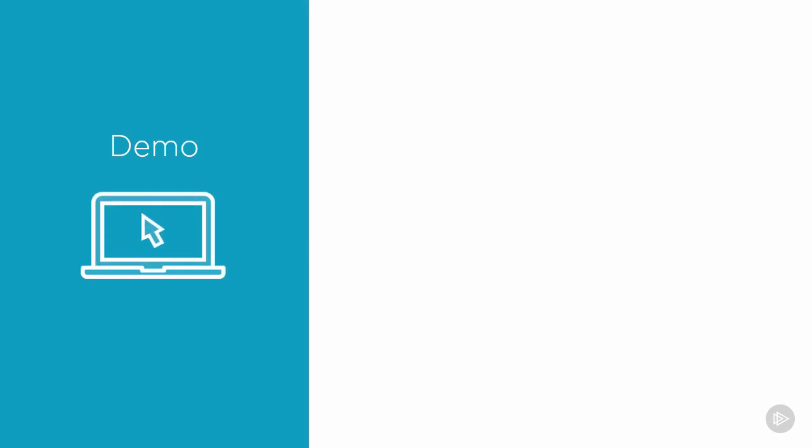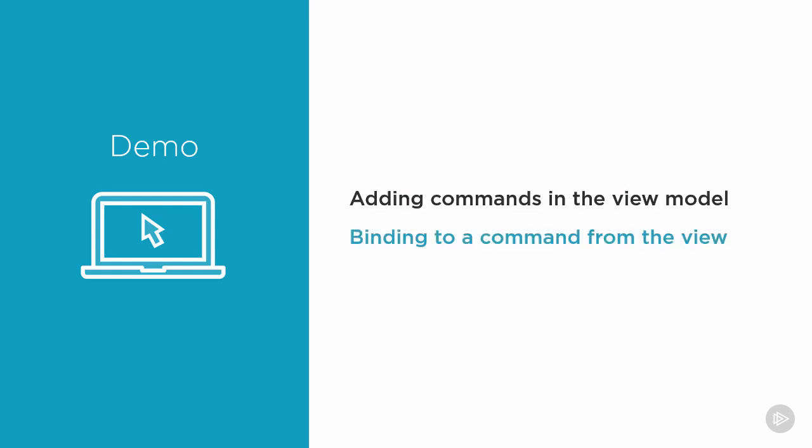Now, like I said, you'll understand commanding much more easily when you see it in action. So let us go to a demo straight away. We'll need to do a few things. We'll create a few commands in the view model, and then we'll call these from the view using data binding.